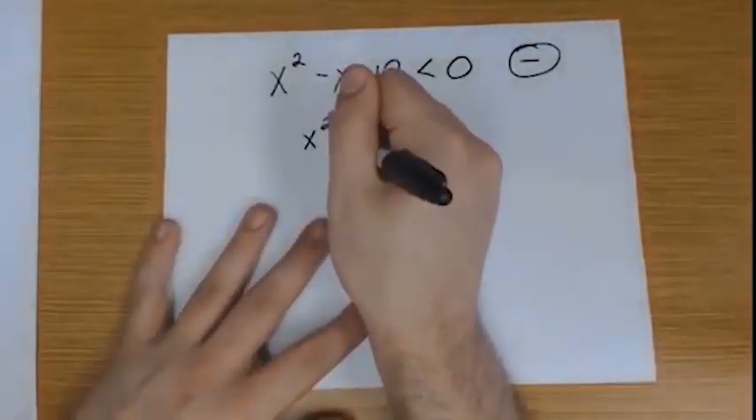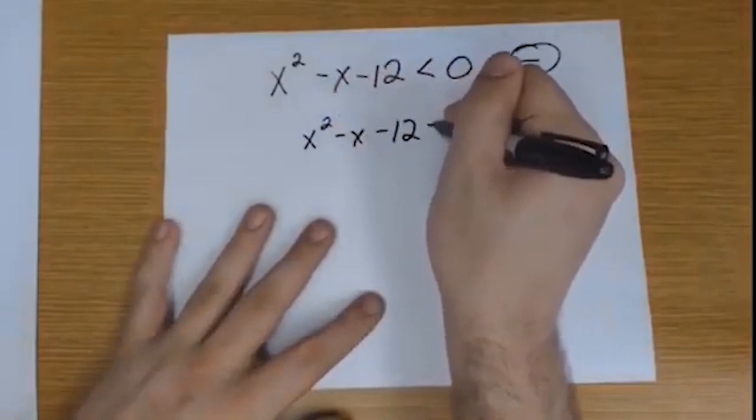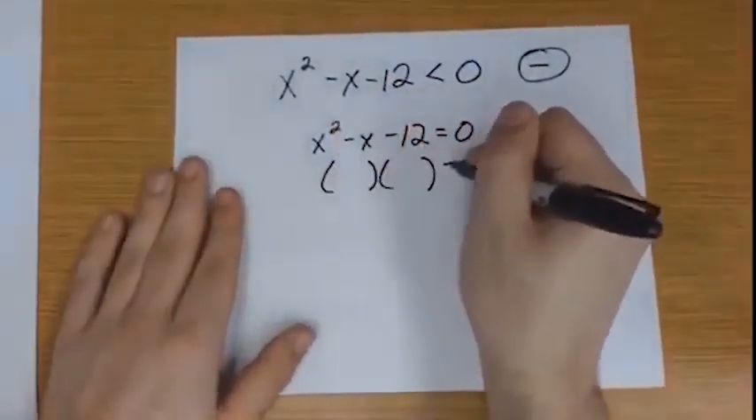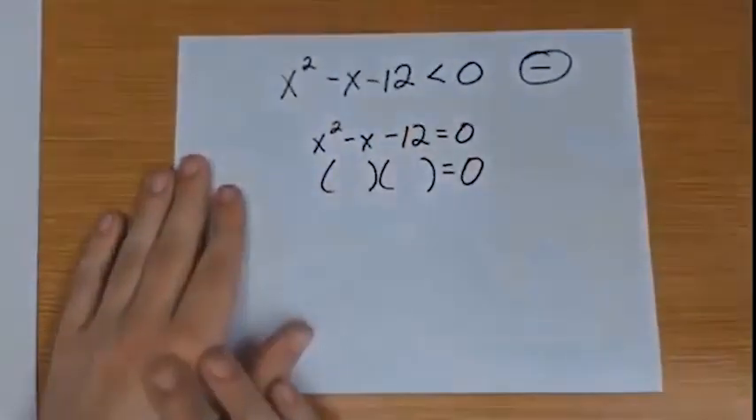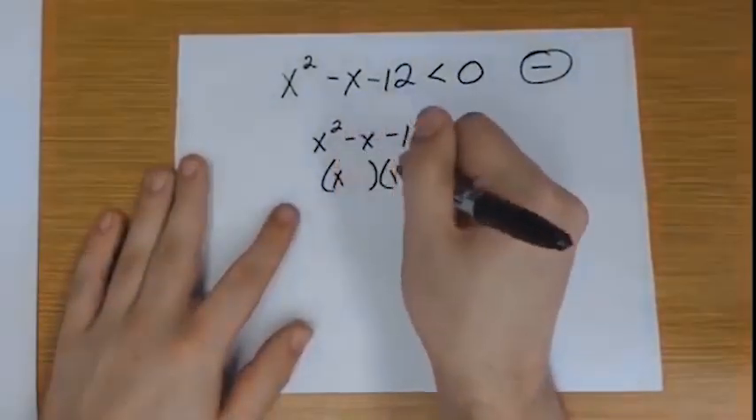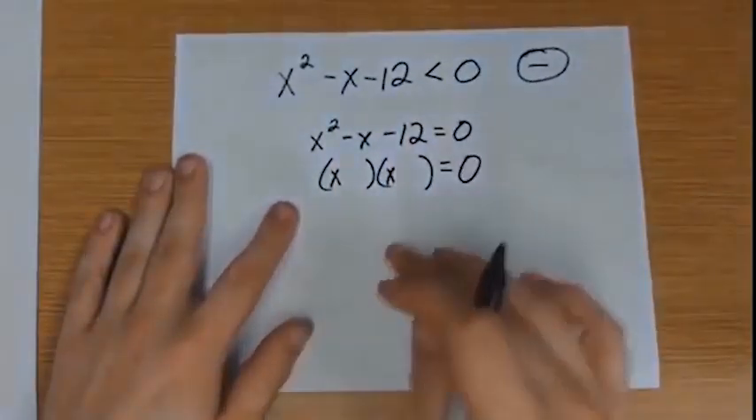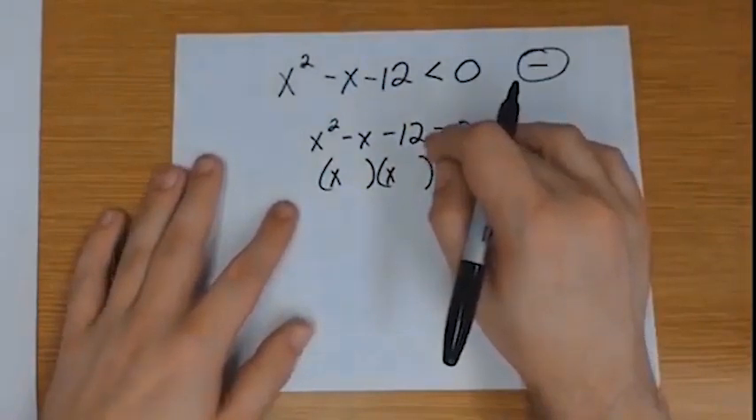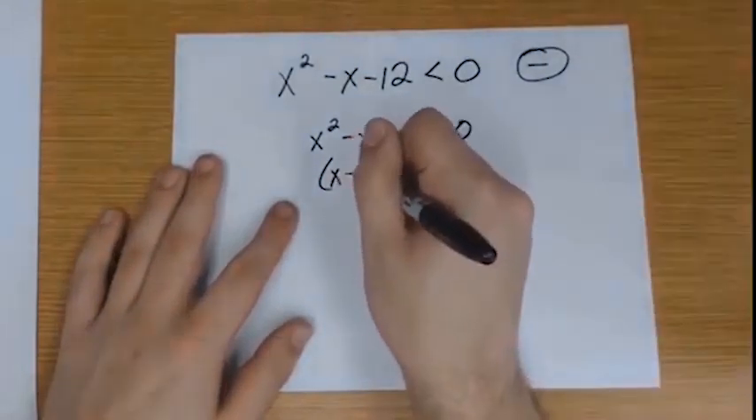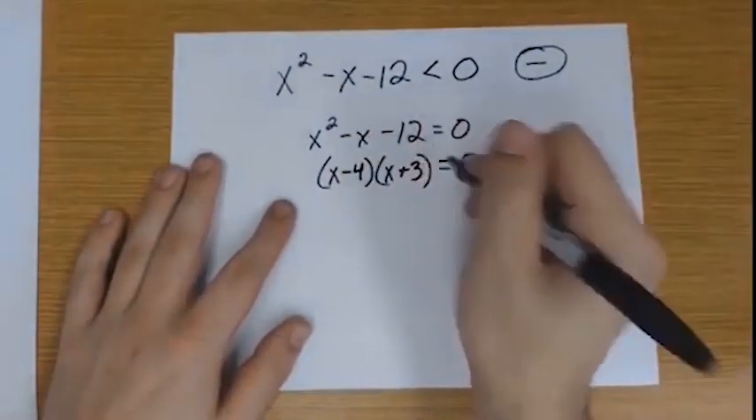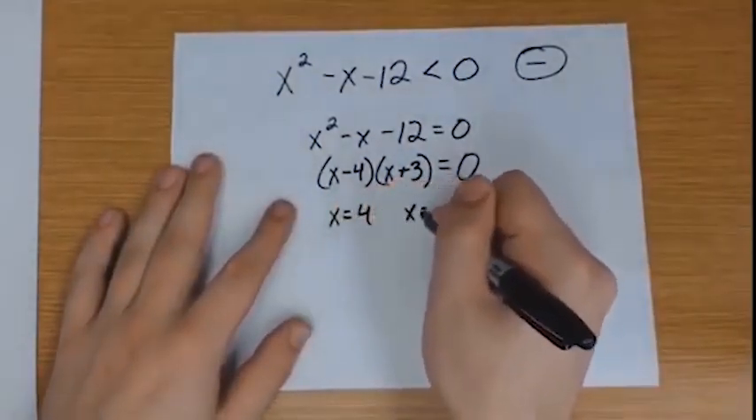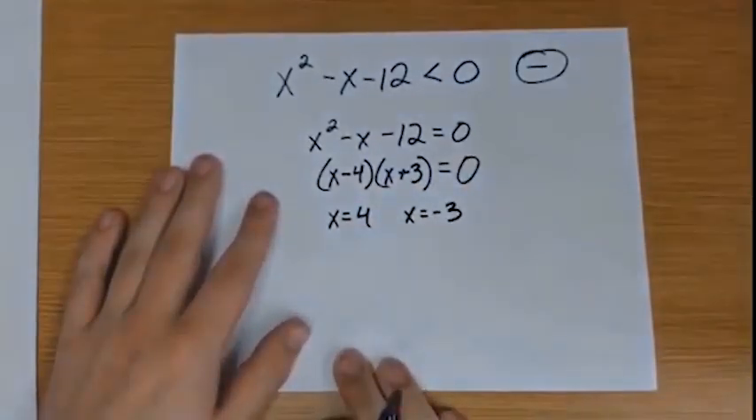So switch it over to the equation form. So instead of less than 0, write equals 0 and solve it. We want to solve it using factored form. X and x, numbers that multiply to negative 12 and add to negative 1 would be negative 4 and positive 3, which means we get x equals 4 and x equals negative 3.